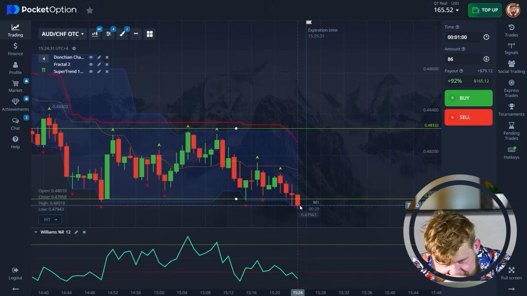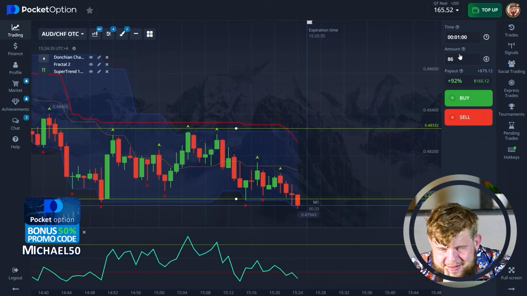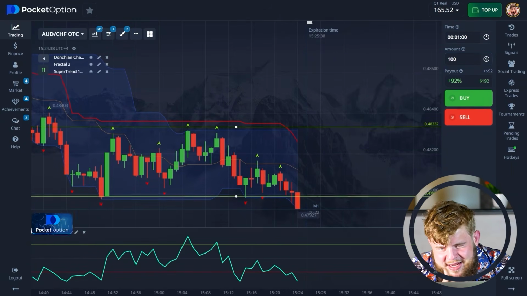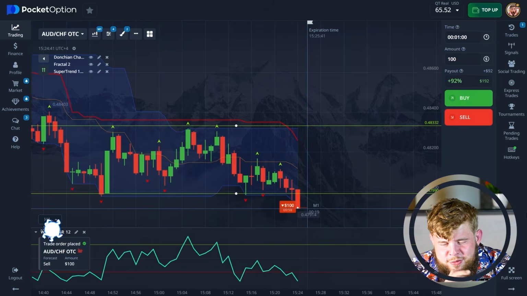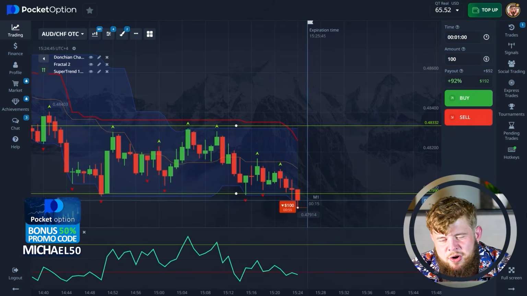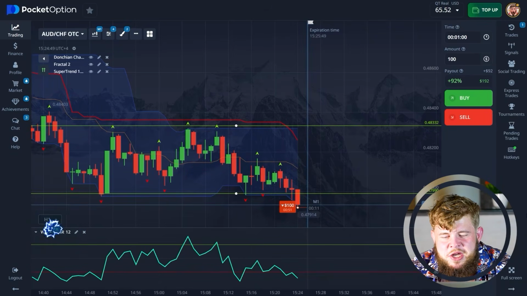So you can see it looks like we are almost ready to break through it. Give me 1 second. Let's change our investment to 100 and open this sell position, because yes, we have broken through it. We have done it finally. So we are ready to drop right now more and more.